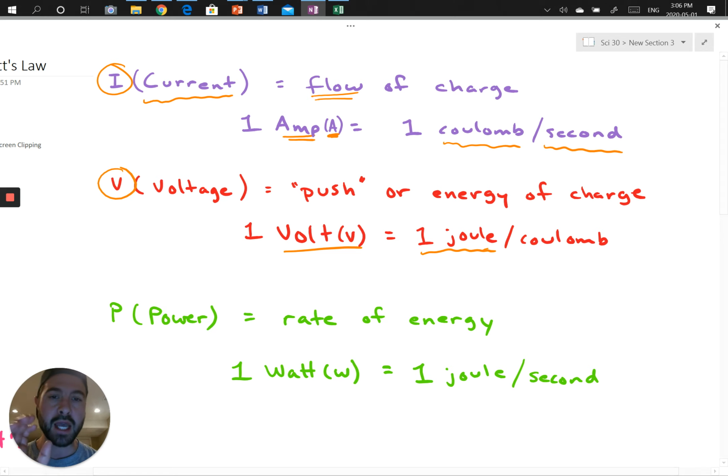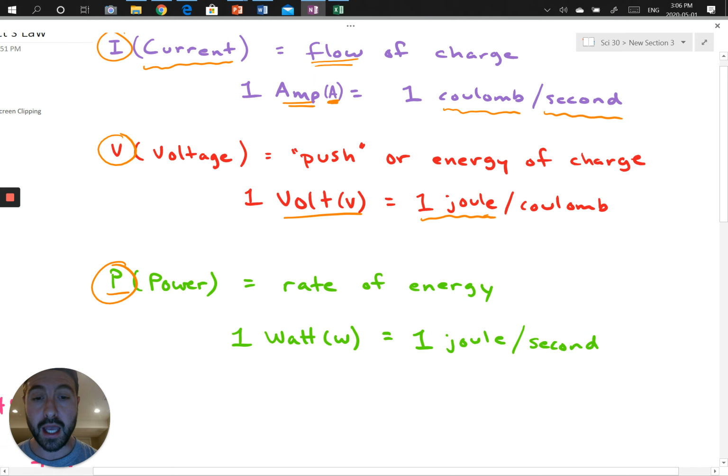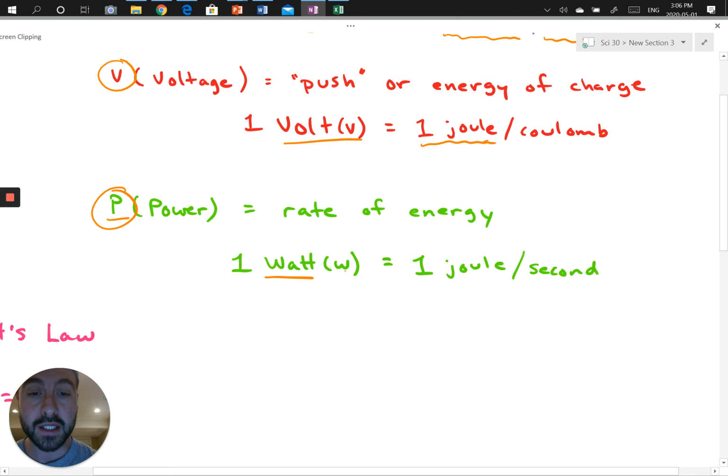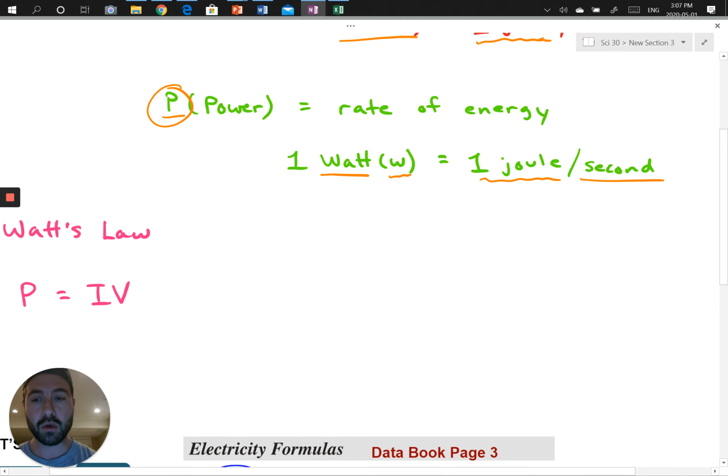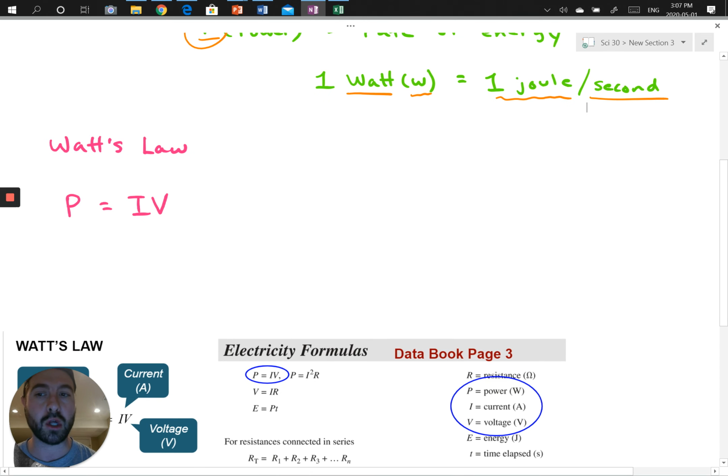It's how much energy each charge has. Now, when we combine those two, current and voltage, we get power. Power, the symbol is P, is the rate of how much energy passes a point every second. The units we use for that are watts. And 1 watt is 1 joule of energy per second. So the formula we're going to look at today is something that we call Watt's Law.